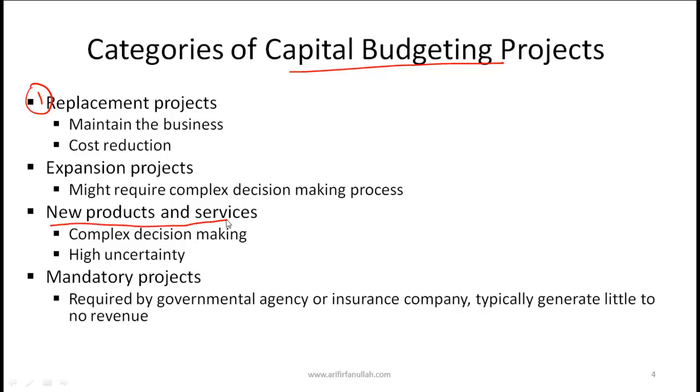New products and services refers to situations where a company is deciding whether to get into new products or new services. Clearly this will require complex decision making because a company has to figure out what the additional cash flows will be, what the costs will be, and so on. There is going to be significant uncertainty about cash flows relative to some of the other categories. And the fourth category is mandatory projects. These are required by government agencies or insurance companies, and they typically generate little to no revenue.